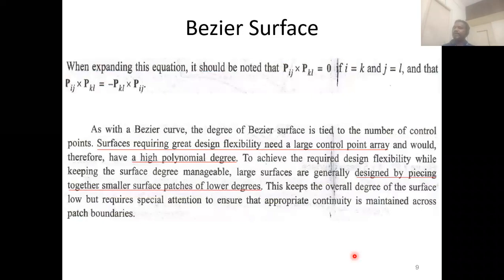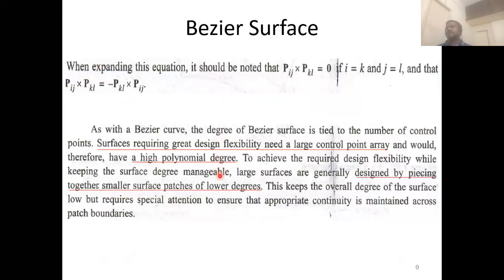If you find out, Pij cross Pkl will be 0 if k is equal to i and l is equal to j. This expression is going to be 0. It is a well-known fact: the cross product of the same value will be 0. Similarly, Pij cross Pkl is equal to the negative of Pkl cross Pij. You might have studied this at school level. This is the general expression.